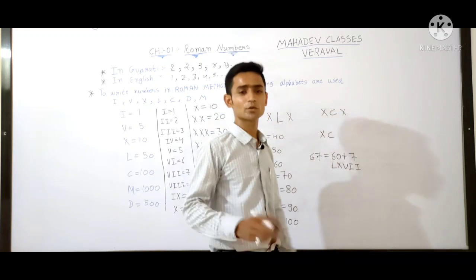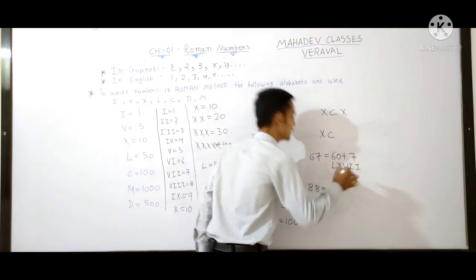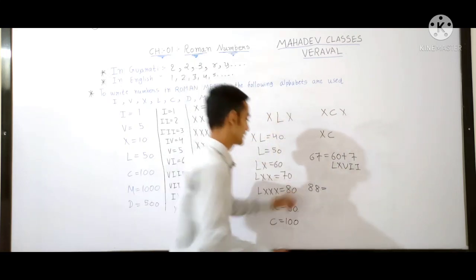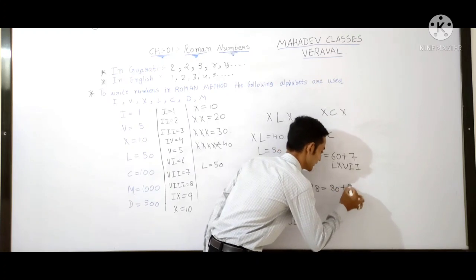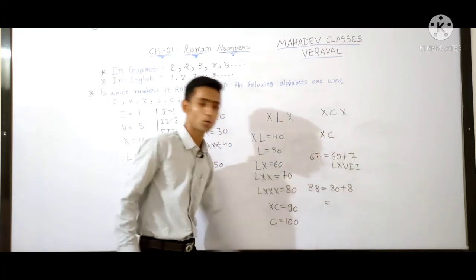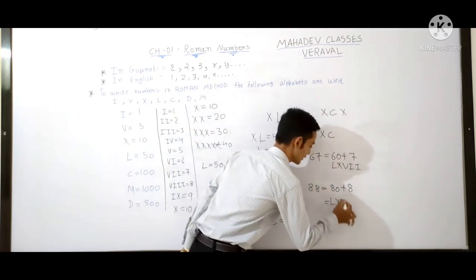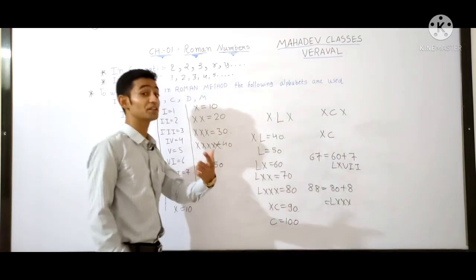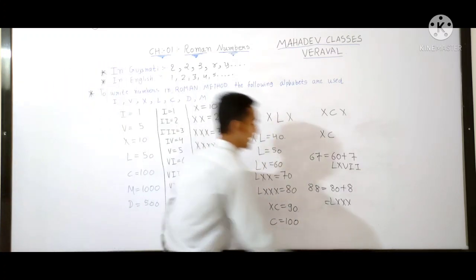Now if somebody comes to you and asks you to write down the Roman number of 88, how will you write it? You can write it like this. 88 can be written as 80 plus 8. Okay, and now you already know the Roman number of 80, which is LXXX, and the Roman number of 8 is VIII. You can see it here, VIII.